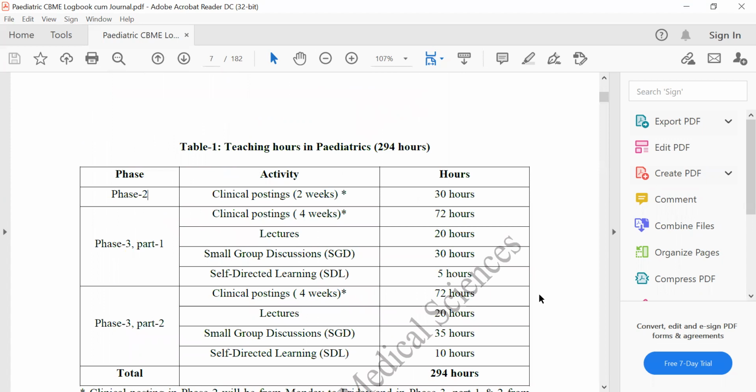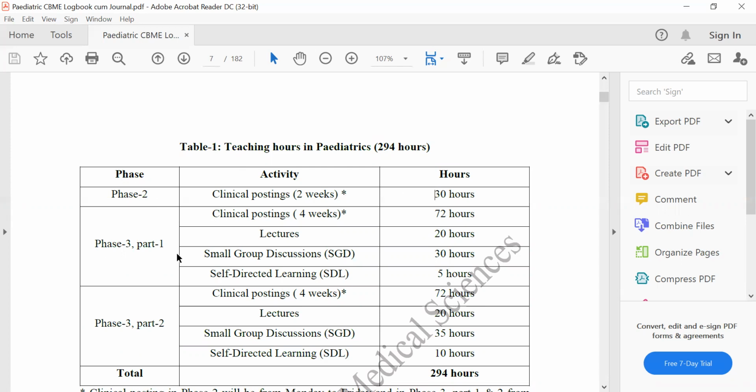Now in this table, you can see the teaching hours in pediatrics. The total teaching hours in pediatrics according to the latest change in the CBME is 294 hours. These are divided into clinical, lectures, small group discussion and self-directed learning. In phase 2, there is only clinical posting of 2 weeks, and in this the student will come 5 days in a week, 3 hours every day. So the student will come for a total of 30 hours of clinical posting in phase 2.